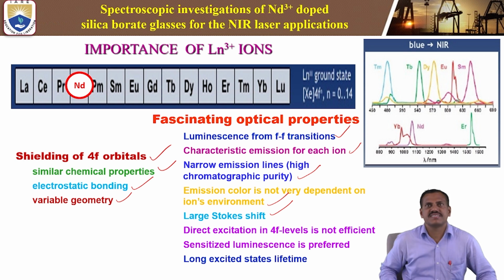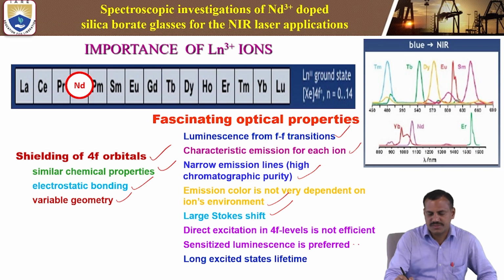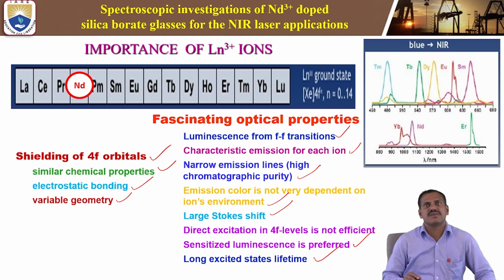Direct excitation in 4f levels is not efficient, so sensitized luminescence is employed. Finally, a long excited state lifetime will be observed. By doping with rare earth elements, we can get longer excited state lifetimes, that is decay times in the order of milliseconds. These are the visible to near infrared laser emissions.